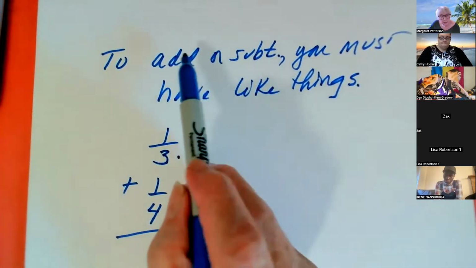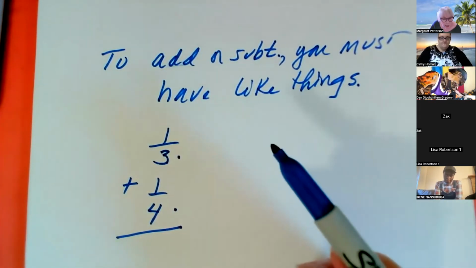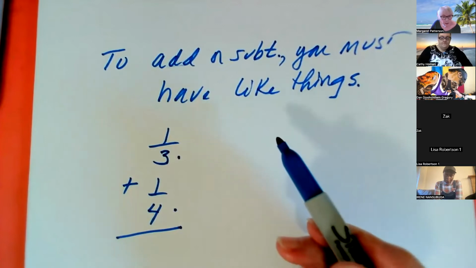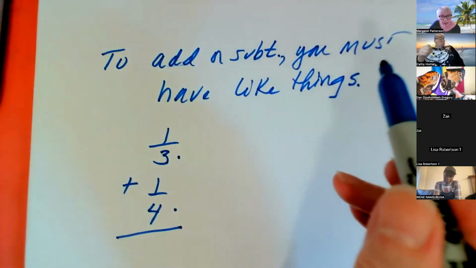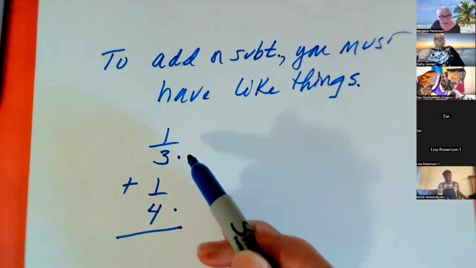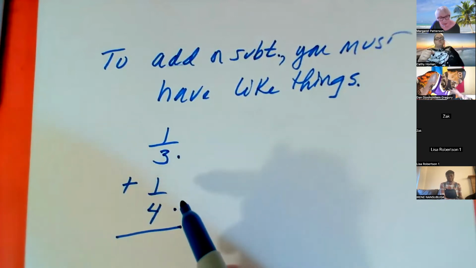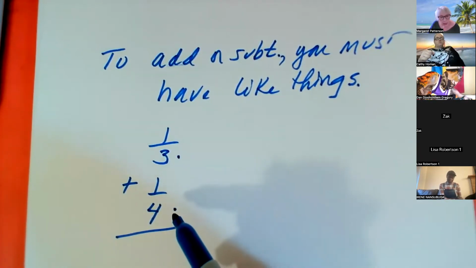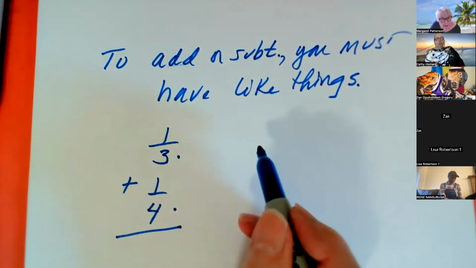And so, like I said, you never see this. To multiply or divide, you can multiply or divide anything by anything. But adding and subtracting is different. It requires like things. And in this case, this is in thirds and this is in fourths. And so what we're going to learn to do is turn this into a common denominator.